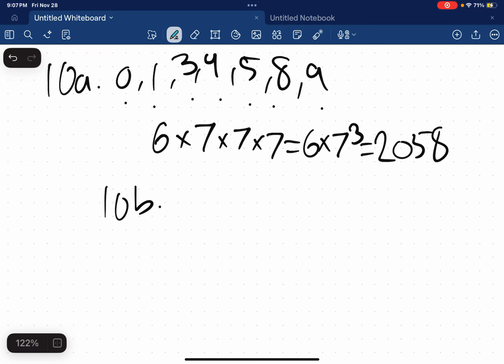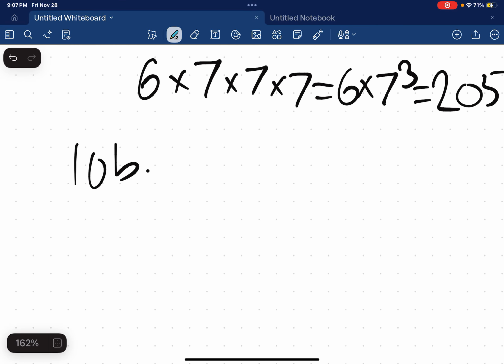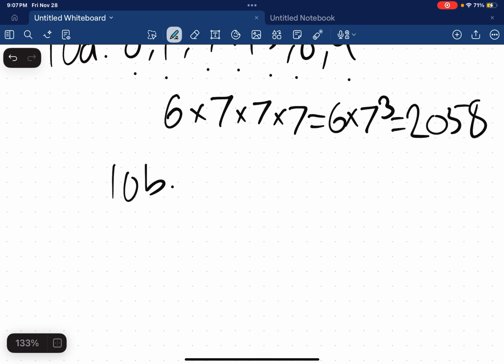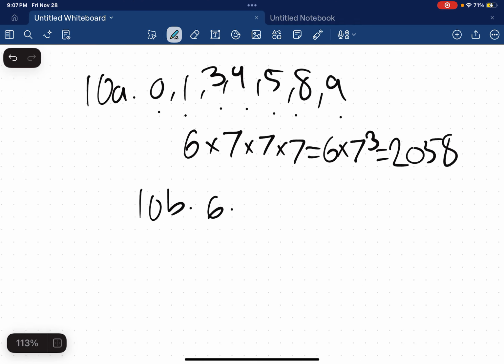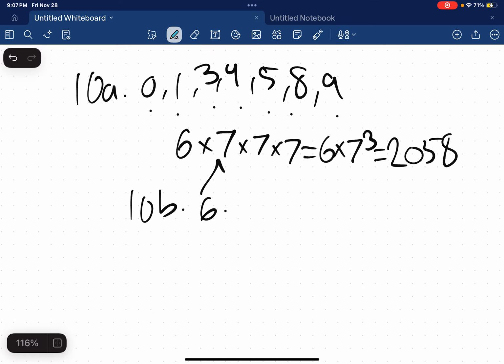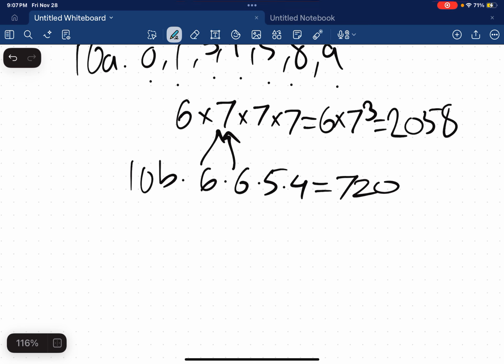10B is now including restrictions. How many of the 4-digit numbers have no repeated digits? So first we choose a number out of this list that's not 0, so it's going to be 6. Then after that, originally we would have 7 numbers for this next one, but now we're only going to have 6. And now that we chose 2 already, we're going to be left with 5 numbers, and then left with 4 numbers in the end, which is 720 different ways for none of them to have repeated digits.